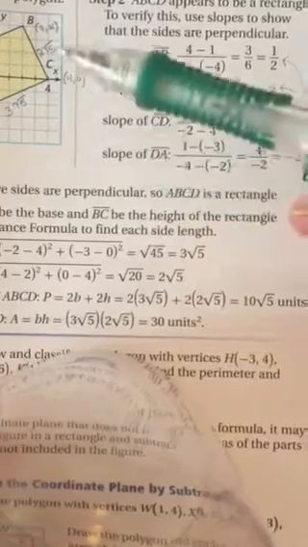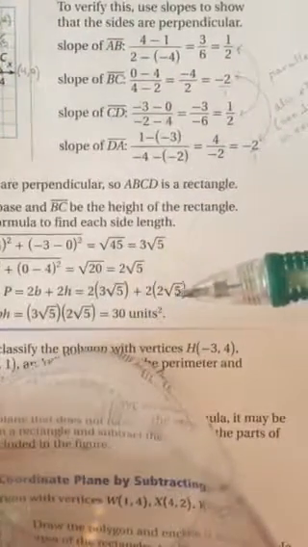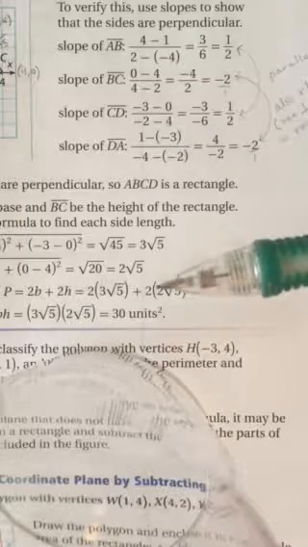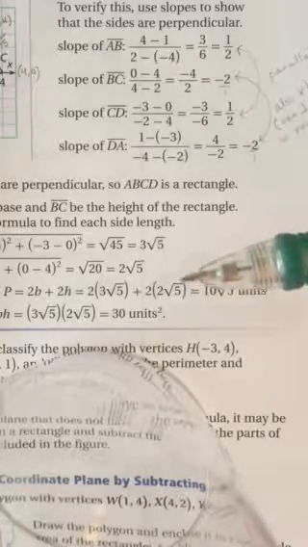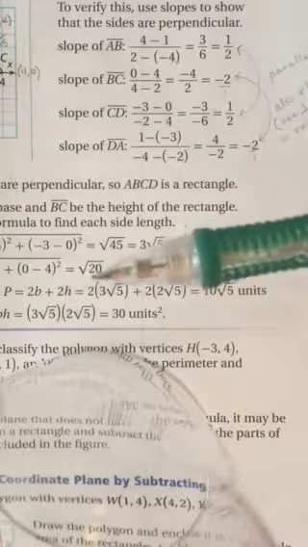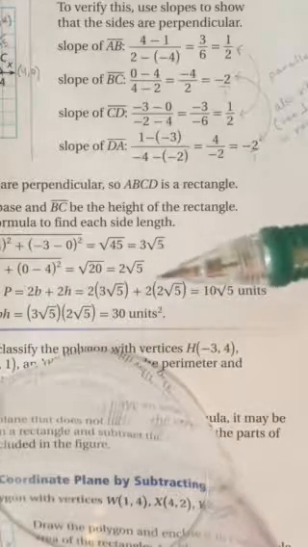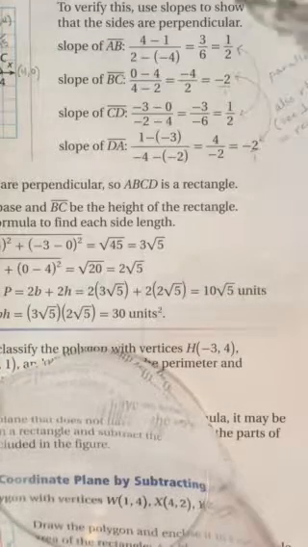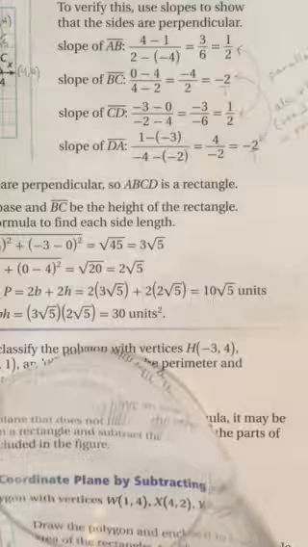So we're going to have 2 times our base of 3 radical 5, plus 2 times our height of 2 radical 5. I think I said 3.5. I meant 3 radical 5. And our answer, these are like terms. So here we simply need to say 2 times 3 is 6. Here we need to say 2 times 2 is 4, so we have 6 radical 5 plus 4 radical 5 equals 10 radical 5 units, and that's our perimeter.